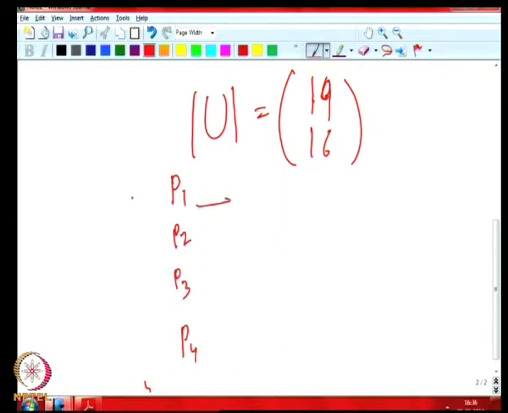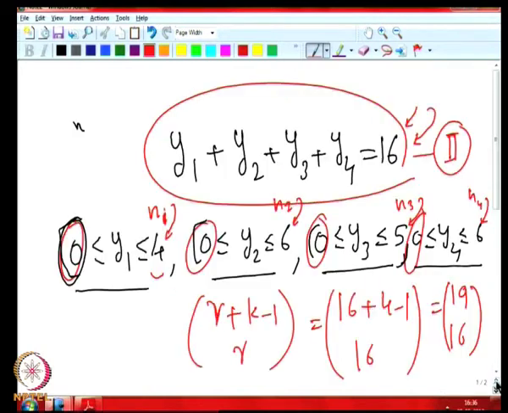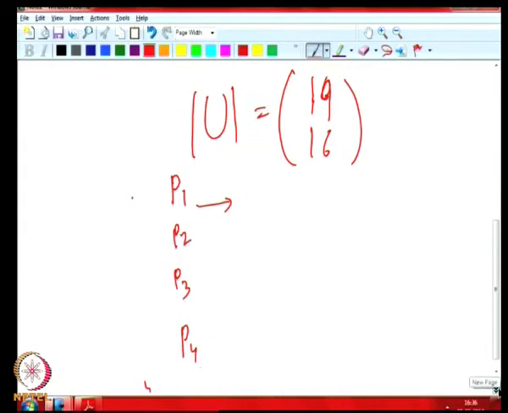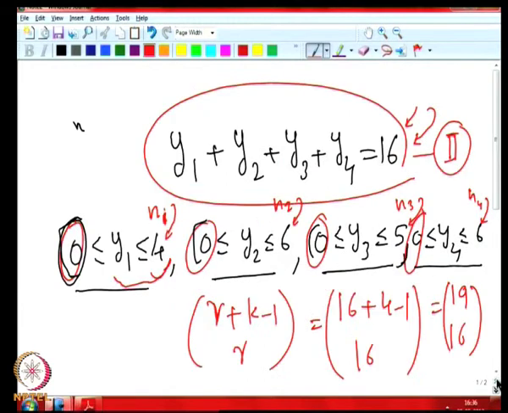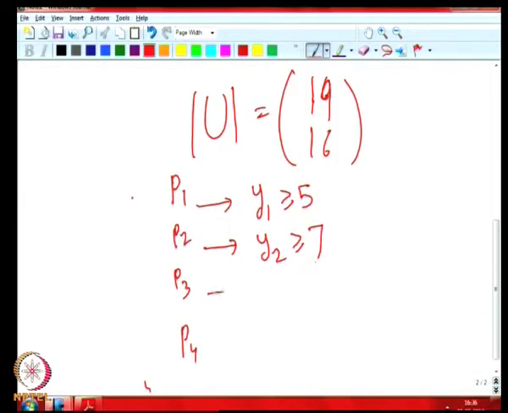Which are the undesirable properties? The first undesirable property corresponds to the first variable y1. That undesirable property says y1 takes values at least 5, because here we are saying that the desirable thing is at most 4. So the undesirable thing is at least 5. y1 is greater than or equal to 5 is the first undesirable property. The second undesirable property is concerned with y2. y2 is greater than or equal to 7, because here at most 6 is allowed, so at least 7 is undesirable.